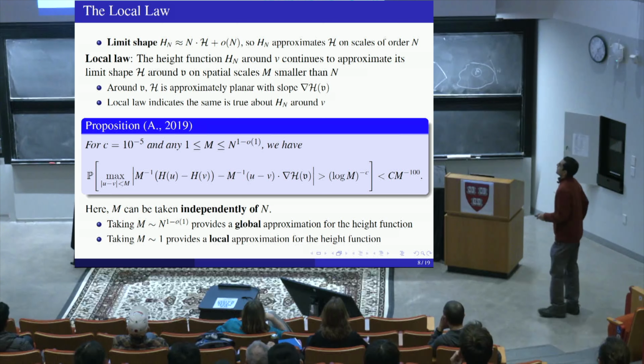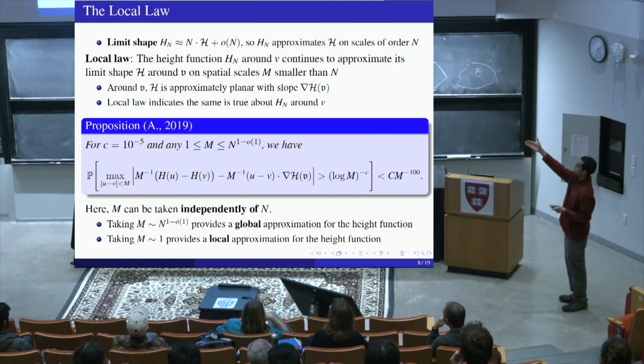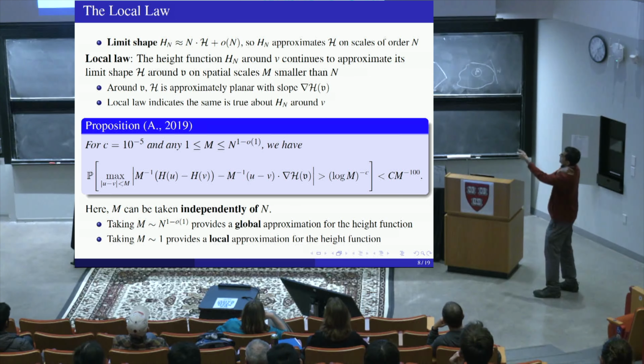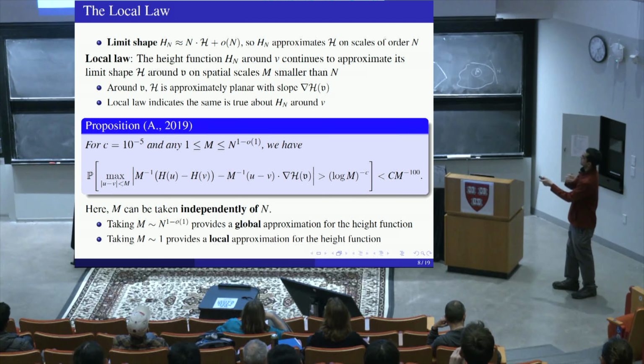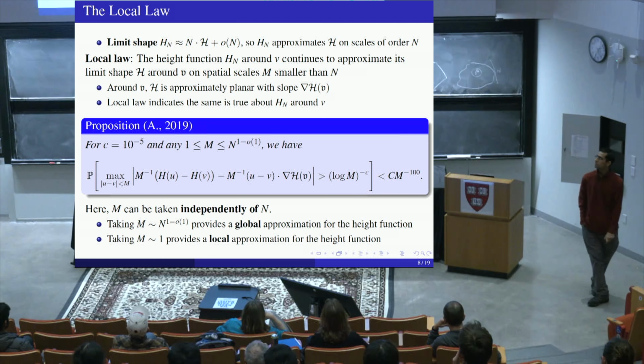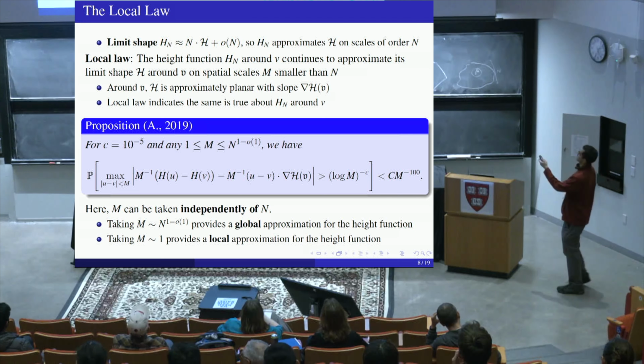Okay, now if I subtract h(u) from h(v), the statement is that this is approximately given by u minus v times the gradient of this limit shape. So this is giving you the planar part. And the error when you do that is tending to 0. It decays like a power of log. And this all holds with very high probability. Another way of saying that is the probability that this is too big is very small, which is what I wrote over there.